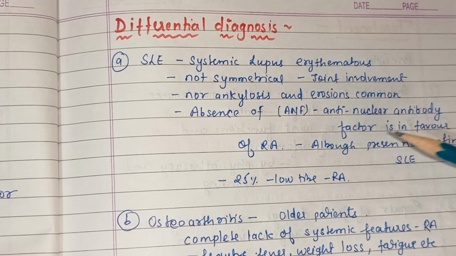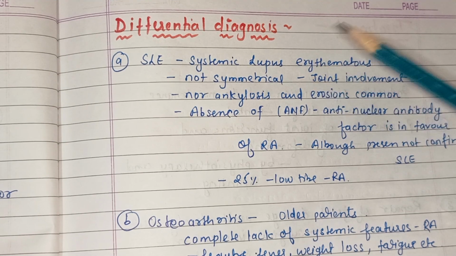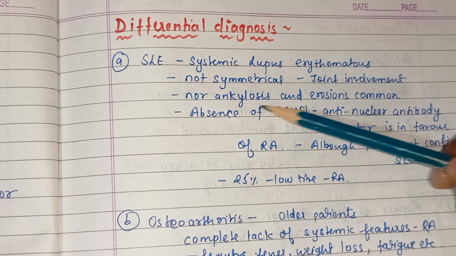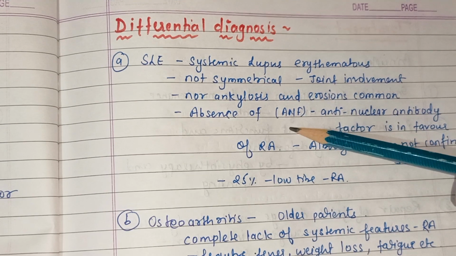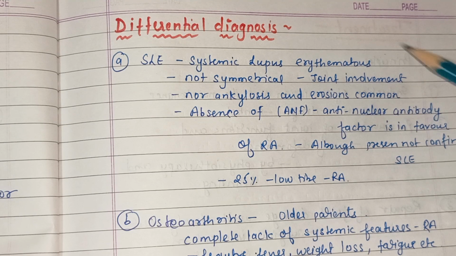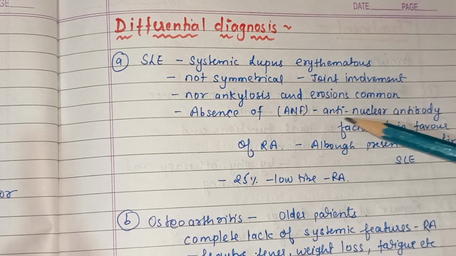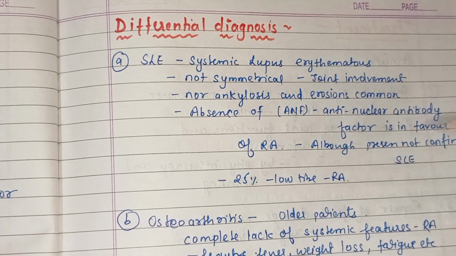Here are the differential diagnoses of rheumatoid arthritis, which we can differentiate from other diseases. The first is SLE, systemic lupus erythematosus. In SLE, there is non-symmetrical joint involvement. In rheumatoid arthritis, you can see symmetrical joint involvement. If one joint is involved, the other side of the joint is simultaneously involved. Ankylosis and erosion are not common, and the absence of anti-nuclear antibody is in favor of rheumatoid arthritis. Although the presence of anti-nuclear antibody does not confirm SLE, in 25% of cases, a low titer of ANF is found in rheumatoid arthritis.